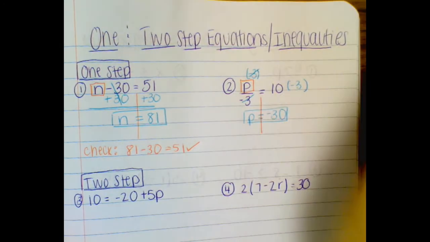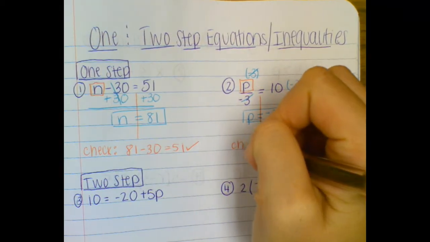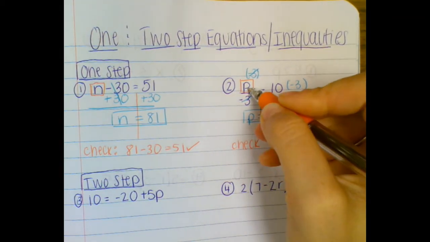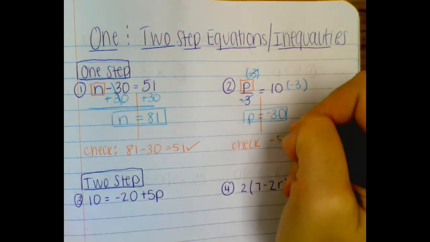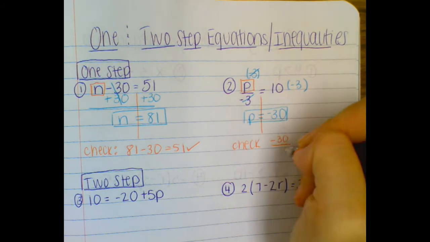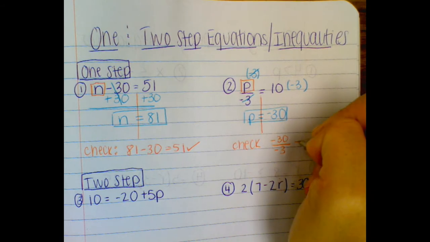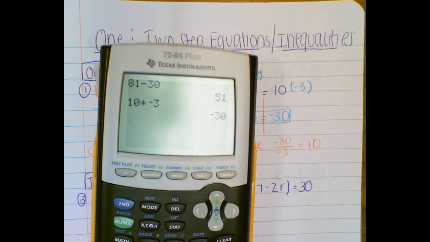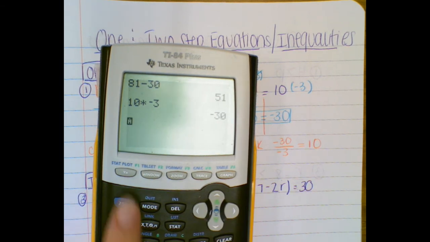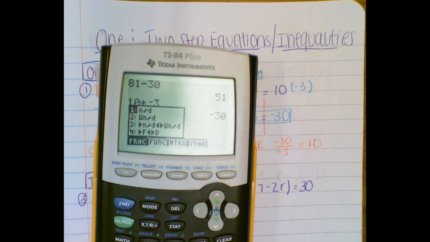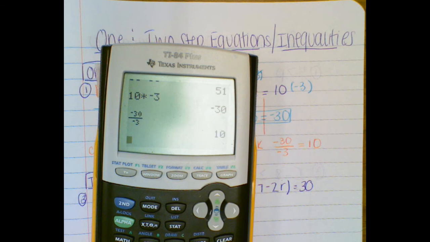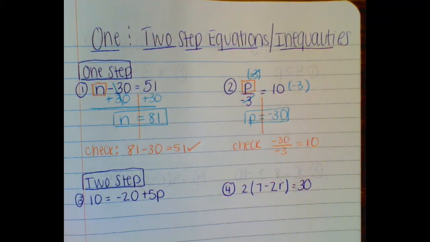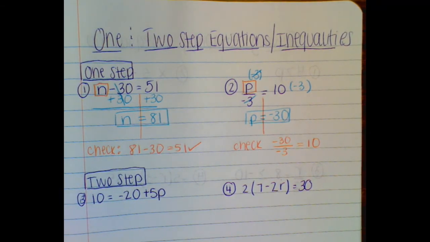Now, I'm going to go through and check that as well. So remember, you replace the variable with what you got. So that's -30 over -3, and that should equal 10. So if I go into my calculator and do alpha, the green button, y equals, it'll bring up the fractions. So I press enter. I want -30 and -3, and I get 10. So I know I'm correct. So there's your one step.